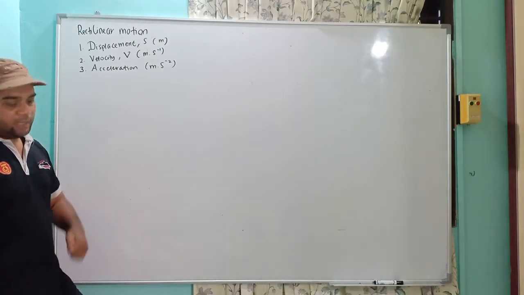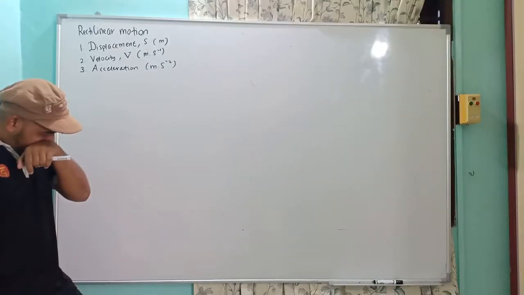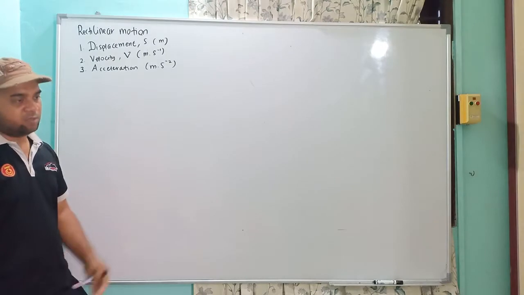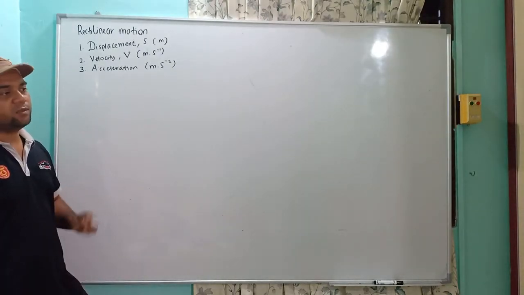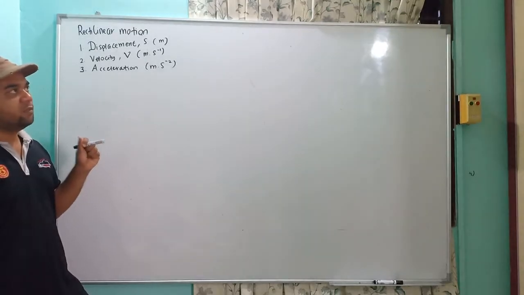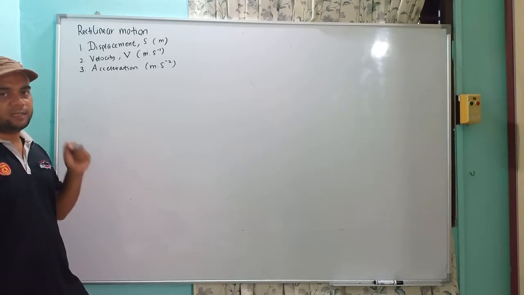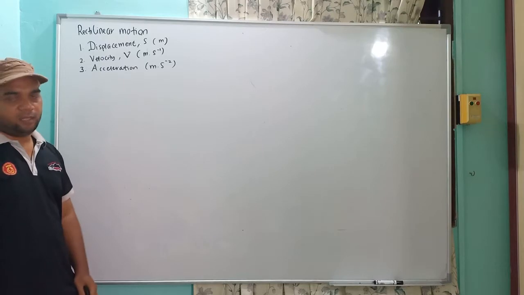So today we will discuss our second topic. The first topic is introduction. The second topic is particle rectilinear motion. We will discuss the movement of a particle in a straight line, so we call it rectilinear motion.